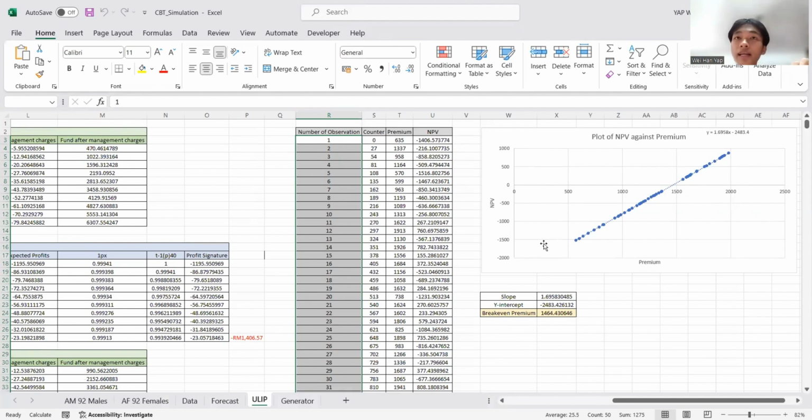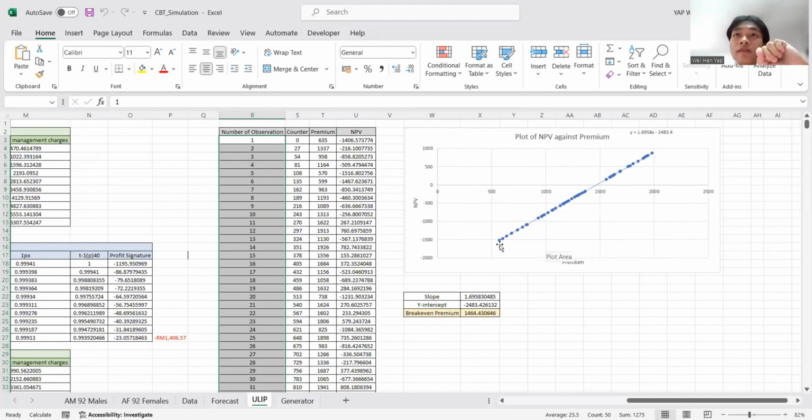So for example, let's look at here. A premium of, let's say, 1000 will give me a net present value of, let's say, negative 850. Therefore, it is not wise for me to recommend a 1000 premium for the policyholders. I will at least need to recommend a 1464 premium in order to break even.